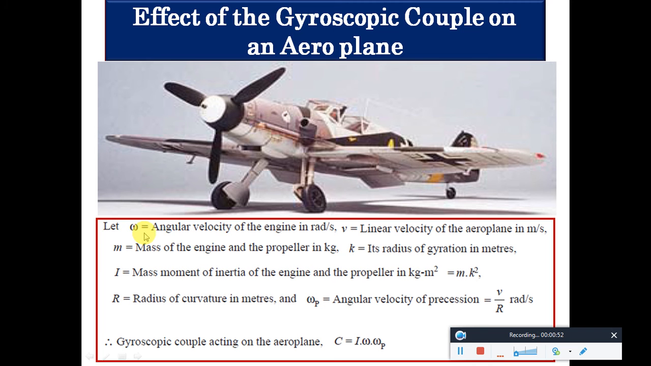So here let us take omega as the angular velocity of the engine in radian per second, and small v as the linear velocity of the aeroplane in meter per second, m is the mass of the engine and propeller in kg, k is the radius of gyration in meters, and I is the mass moment of inertia of the engine and propeller in kilogram meter squared. Generally it is calculated as mass into the square of the radius of gyration. r is the radius of curvature in meters, and the angular velocity of precession is given as omega p, which is equal to v by r radian per second. Therefore, the gyroscopic couple acting on the aeroplane, we have the general formula C equal to I omega p.